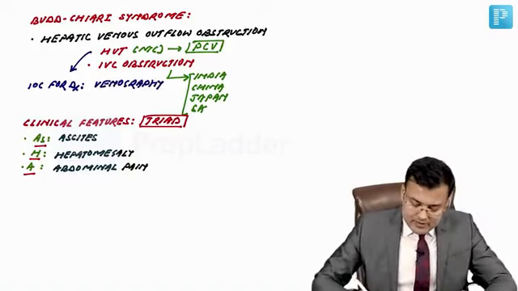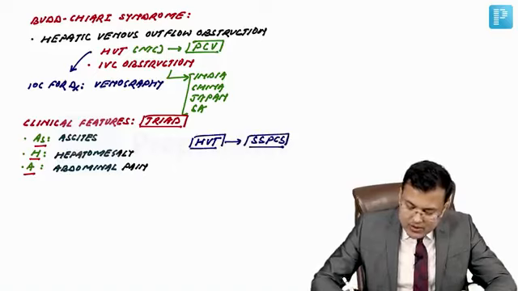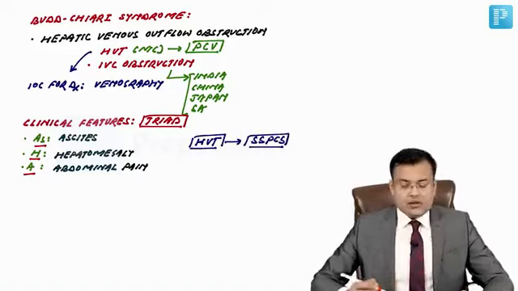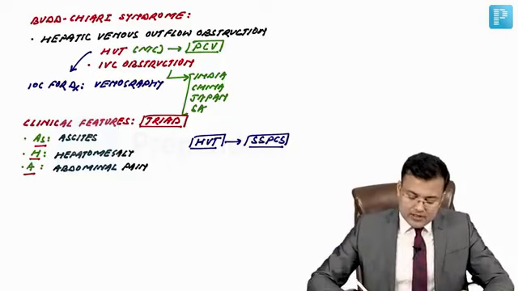If there is hepatic vein thrombosis, what kind of treatment can we go for? Side to side portocaval shunt. Why? Because the vena cava is patent. So in hepatic vein thrombosis, we can go for side to side portocaval shunt.